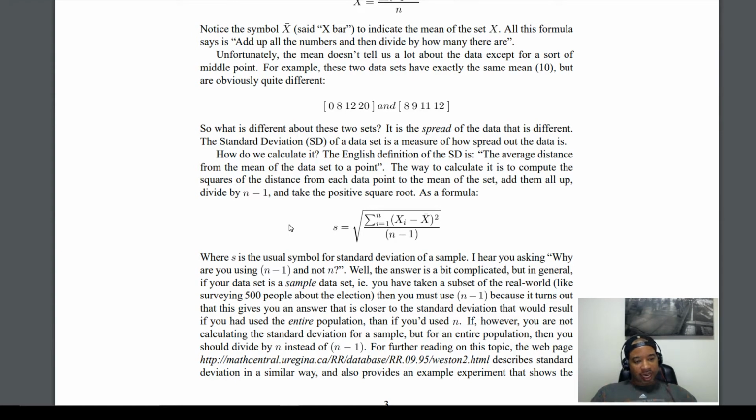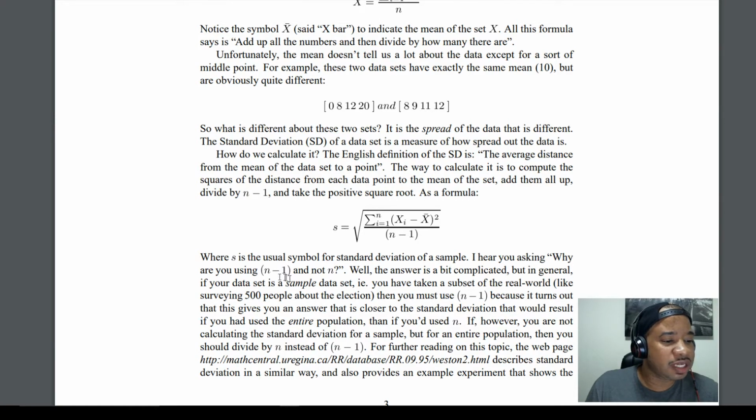You have to take into account that the sample is not the true population. When we're calculating the standard deviation for the true population, we do divide by the entire number n, the entire cardinality of the set. So little s is the usual symbol for standard deviation of a sample.